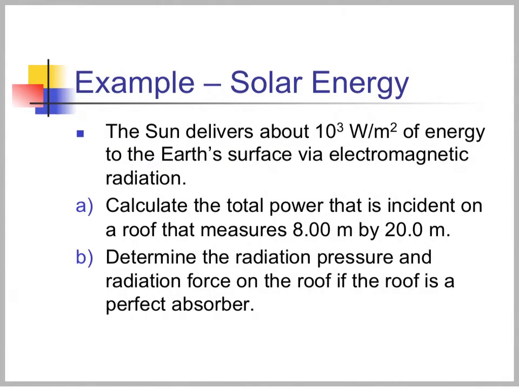So let's look at an example problem. The sun delivers about 1,000 watts per square meter of energy to the Earth's surface via electromagnetic radiation. Let's calculate the total power that's incident on a roof that's 8 meters by 20 meters. Let's determine the radiation pressure and radiation force on the roof if the roof was a perfect absorber, say it's a black roof.